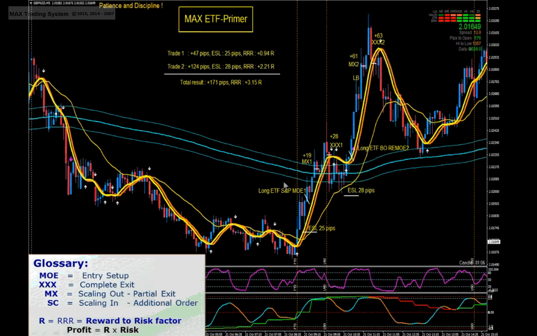But it is not the only possible entry setup we have at the beginning of a new trend. We have, in fact, 3 possible setups depending on what the price is doing. We have a safe and perfect MO, we have a breakout MO, and we have a breakthrough MO. After that entry, we have rules to define our stop loss, and the stop loss is called an ESL, an emergency stop loss.